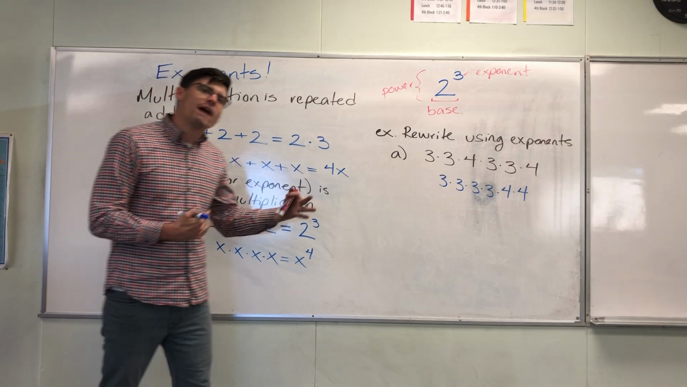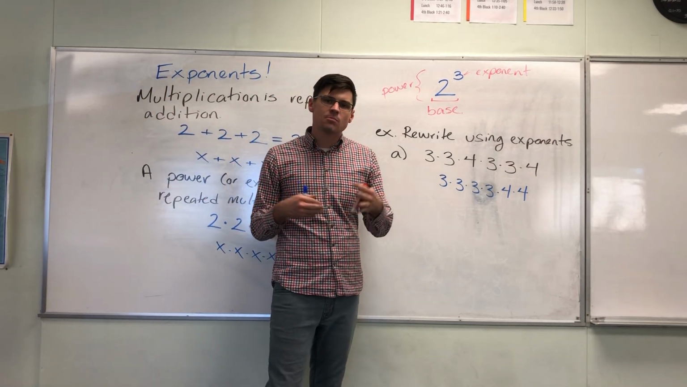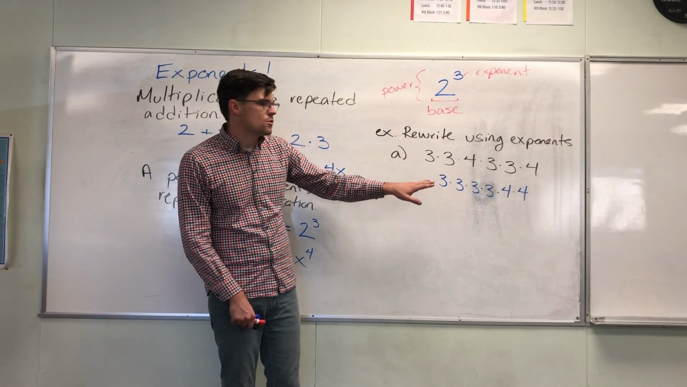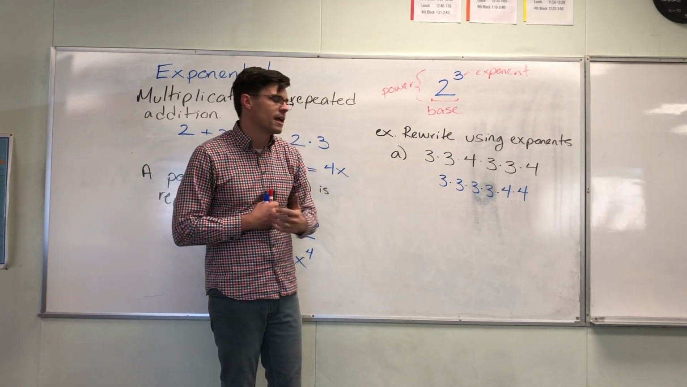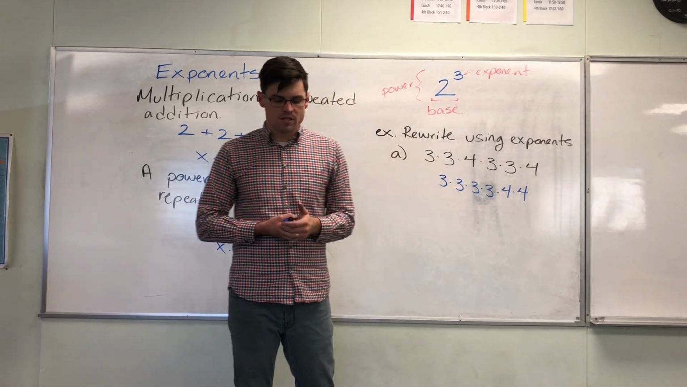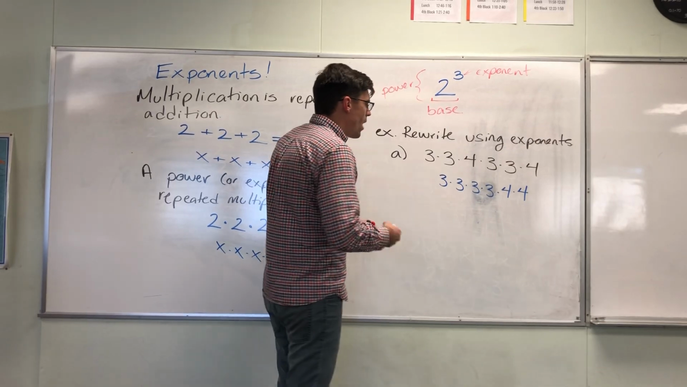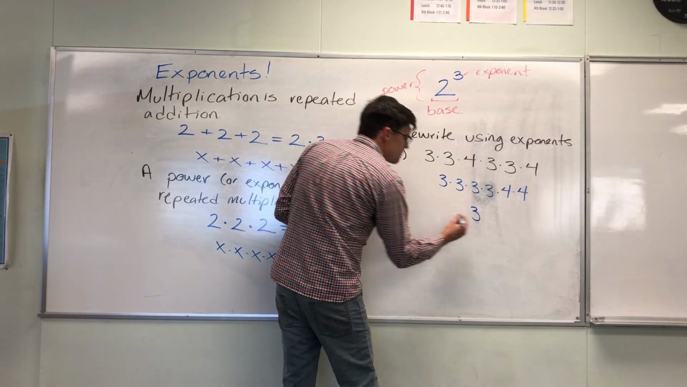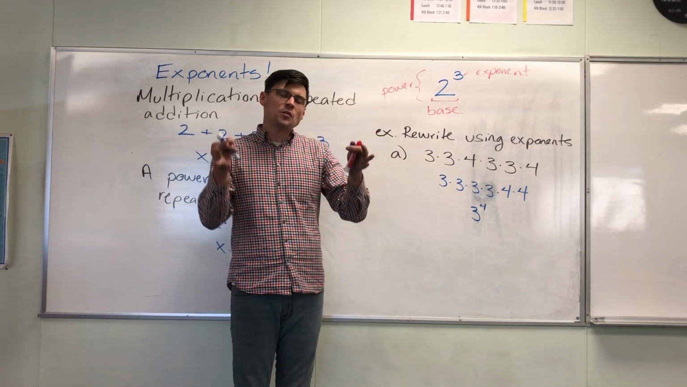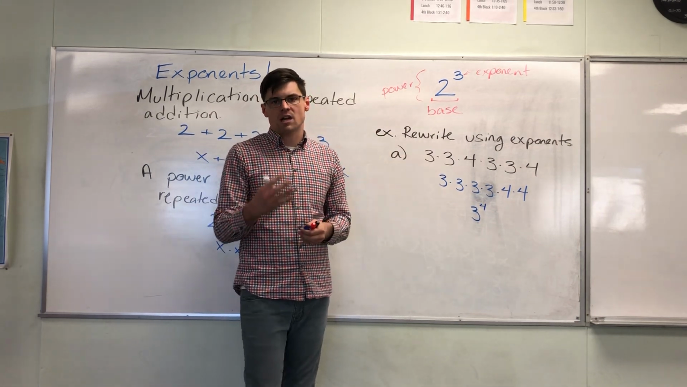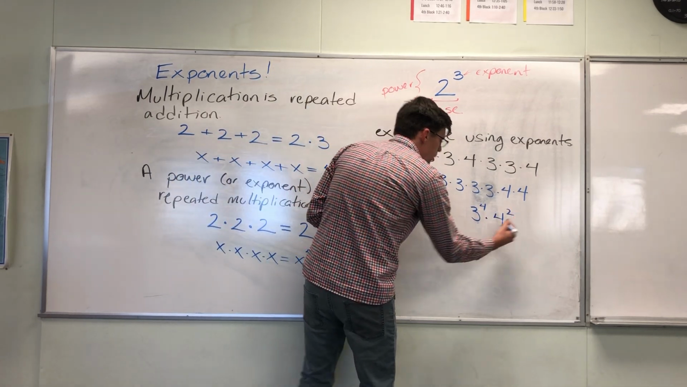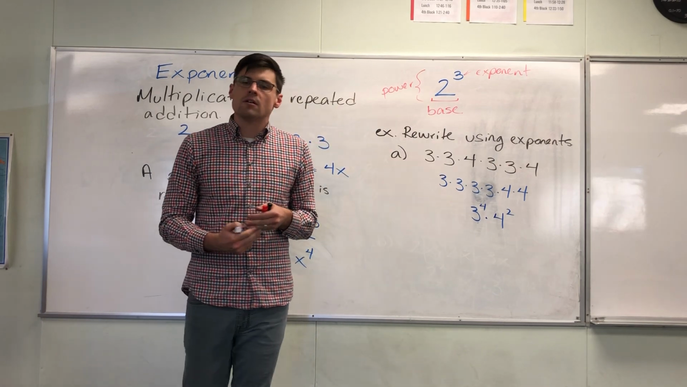Now I can rewrite this expression using exponents. So I already know you guys can plug this into your calculator. That's not what I'm asking you to do. So I'm not looking for one number as my answer. I'm not looking for you to just figure out what 3 times 3 times 3 times 3 times 4 times 4 is. What I want you guys to do is write this with a base of 3 and an exponent of 4 to represent that we're multiplying 3 by itself 4 times. And then I would have 4 to the power of 2, because I'm multiplying 4 just twice.